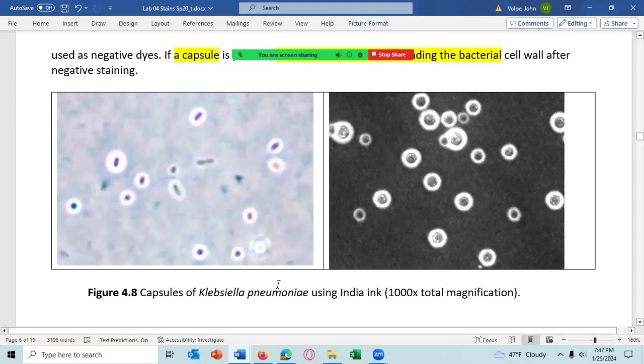This is a capsule stain, but it is not the capsule stain I just discussed. And I'm not sure which capsule stain that is.